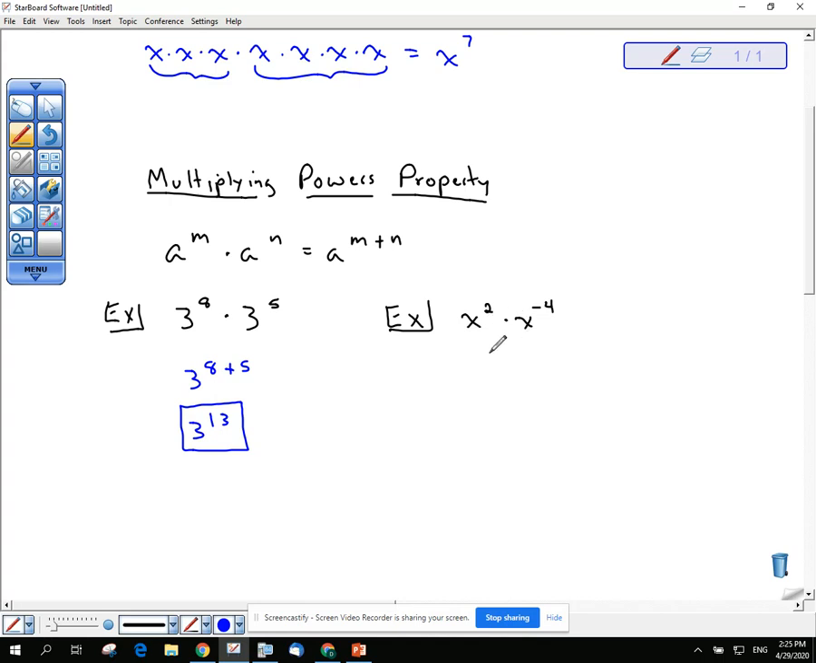Look at a second example here. X squared times x to the negative 4th would be x to the 2 plus negative 4, or maybe you just say 2 minus 4. And that is x to the negative 2. And hopefully we trained you in section 8.1 to not leave it this way, but rather move it and lose it. So this should be 1 over x squared. This is the best, most simplified answer to the example that was given there.